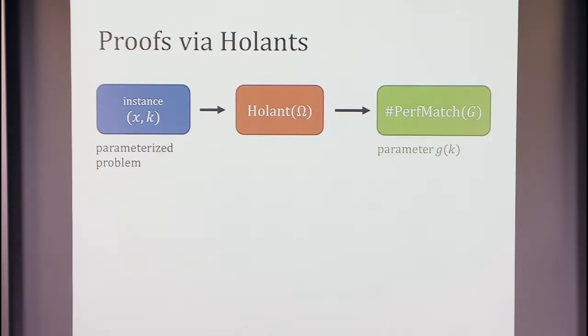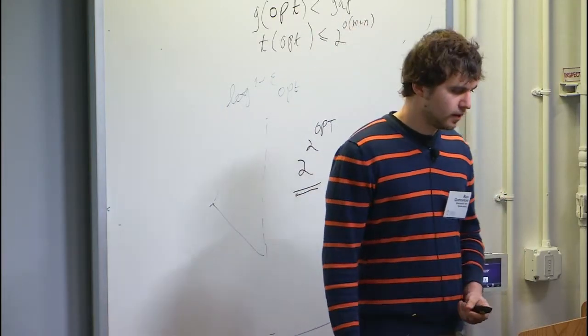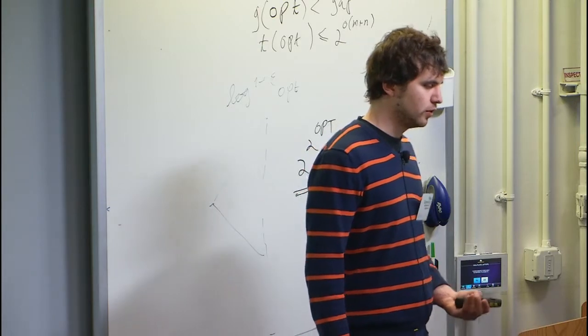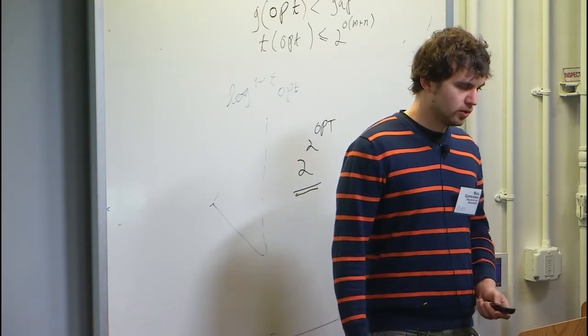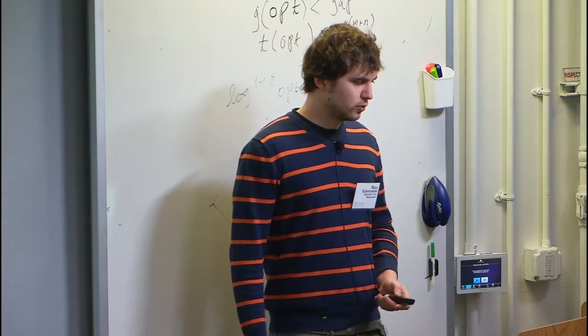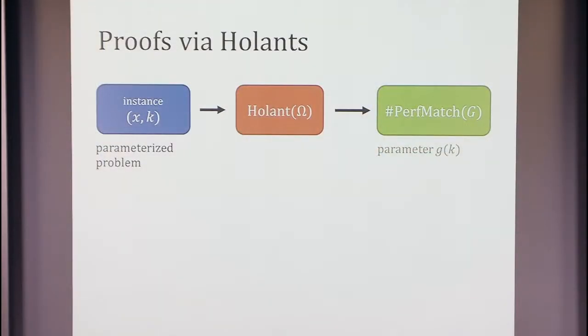But the general idea is just that we start with some instance x, k to a parameterized problem. We reduce this to the evaluation of some quantity which is called the Holant. And then this Holant problem will be reduced to counting perfect matchings on some graph where the parameter will be bounded by some function of k. And there's a very nice and formal way of doing these reductions. So to explain how this works, I first have to introduce this notion of Holant problems.